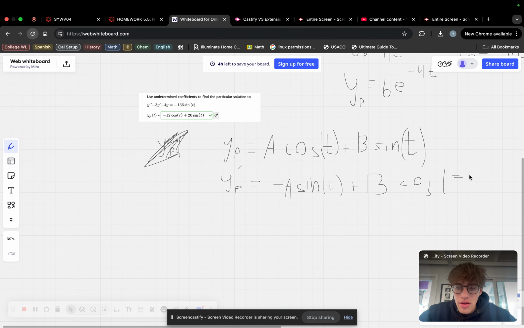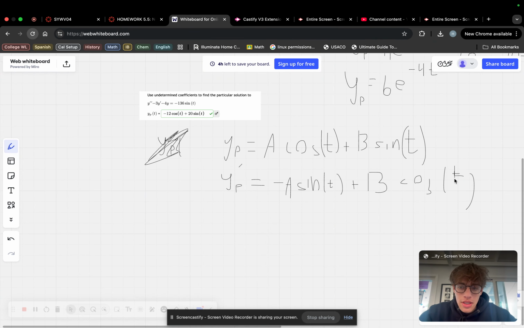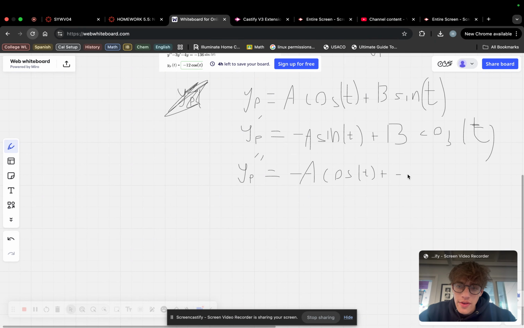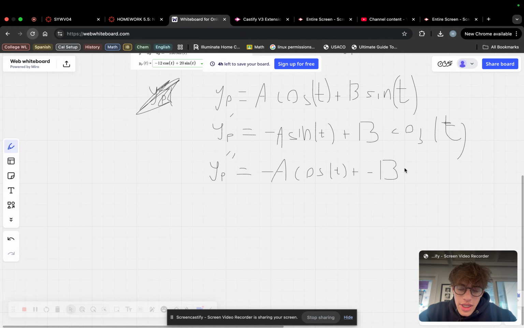And now y double prime. Take another derivative. The derivative of negative sine is negative cosine, so negative a cosine t. Plus, and then negative sine, because the derivative of cosine is negative sine, so minus b sine t.